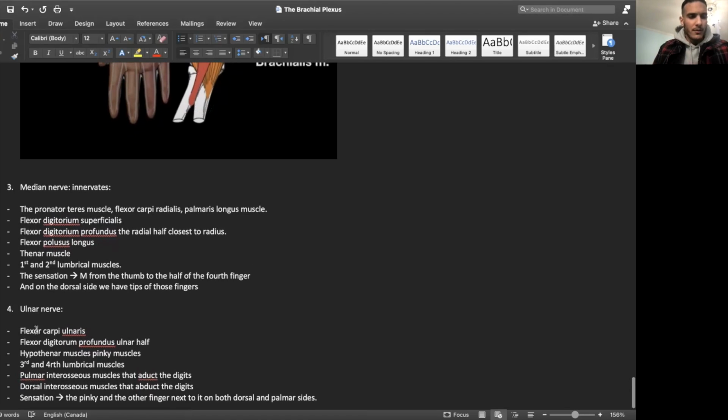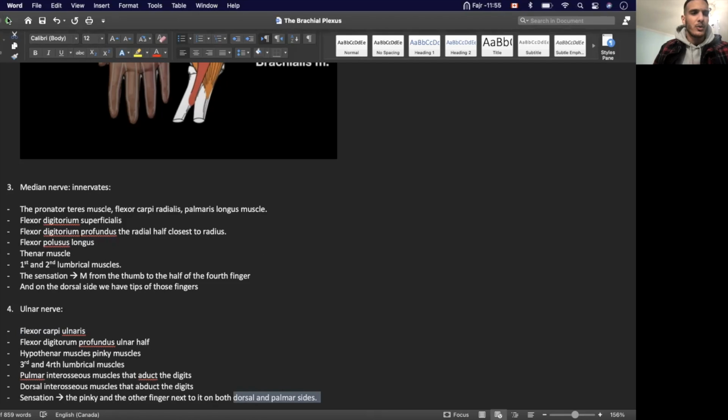The ulnar nerve, finally, it innervates the flexor carpi ulnaris, the flexor digitorum profundus ulnar half, the hypothenar muscles, the pinky muscles, third and fourth lumbrical muscles, palmar interosseous muscles that adduct the digits, dorsal interosseous muscles that abduct the digits, and then finally the sensation with the cutaneous function, the pinky and the other finger next to it on both dorsal and palmar sides. So this is a very condensed way of looking at things.